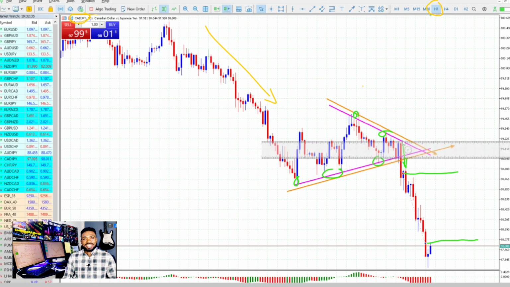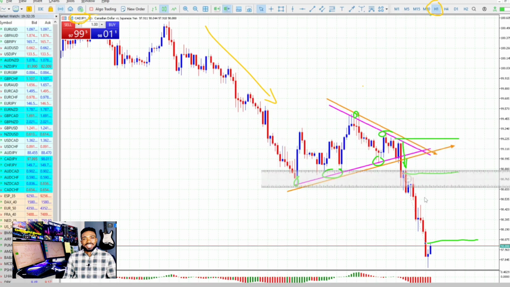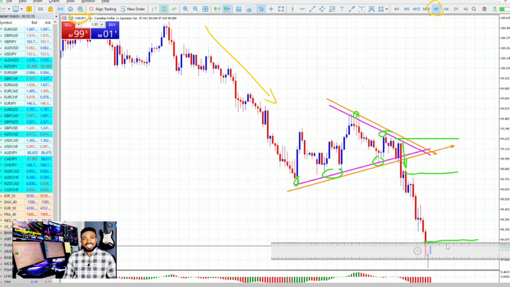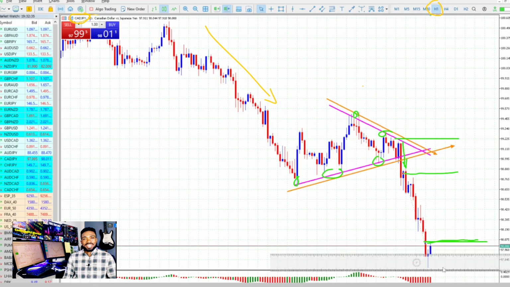So don't just put your stop loss anywhere. Put it at the safest place you can ever get. Okay, safest place you can ever get. So my stop loss was here, and my take profit was here. Guys, can you see? Take profit was here. Can you see my log?